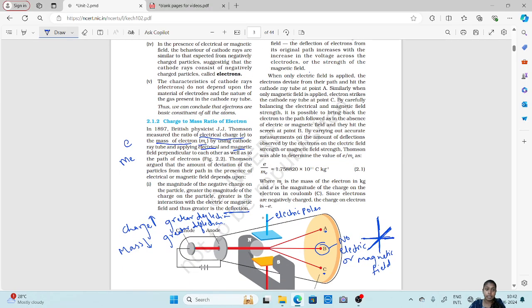When only the electric field is applied, the electrons deviate from the path and hit the cathode ray tube at point A. Now, point A is only because of the electric field. Whereas point C is because of the magnetic field.